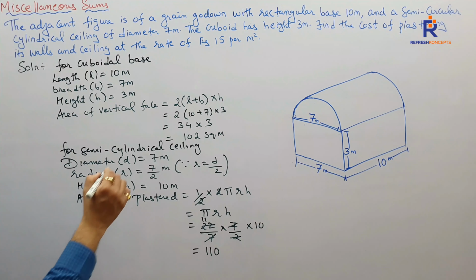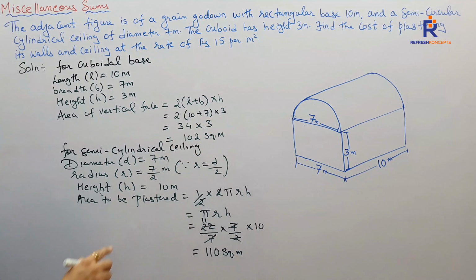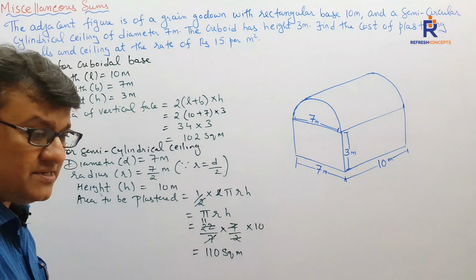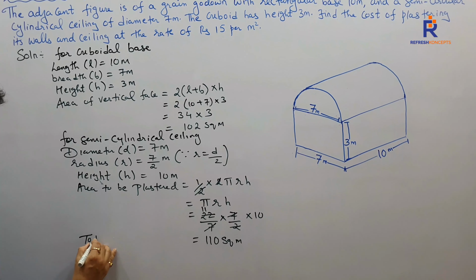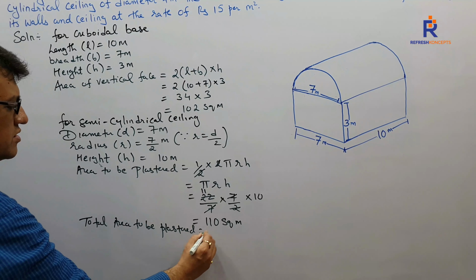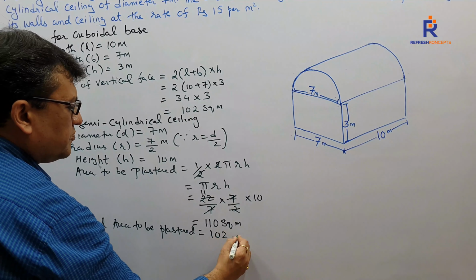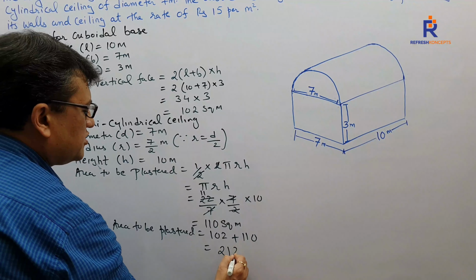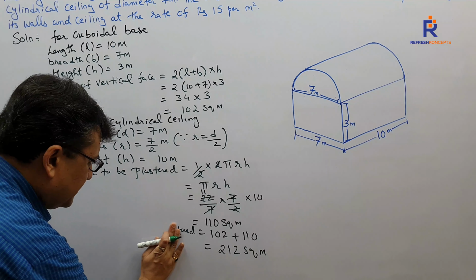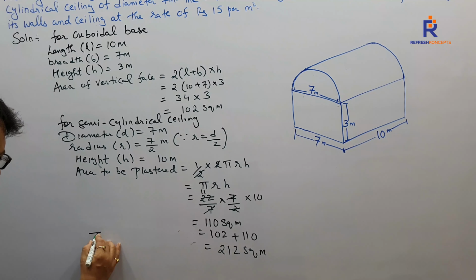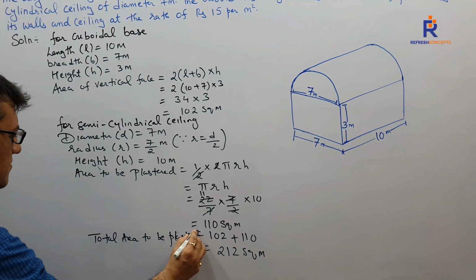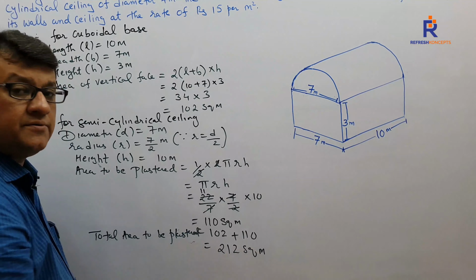So what am I supposed to do now? I need to plaster. Should I add the cuboidal area which needs to be plastered plus the semi-cylindrical area which I need to plaster? So total area to be plastered is how much? 102 plus 110. Answer is 212 square meter. I'll just write this down in a line. I feel that it is a bit tilted. So total area to be plastered is 102 plus 110, which is 212 square meter.